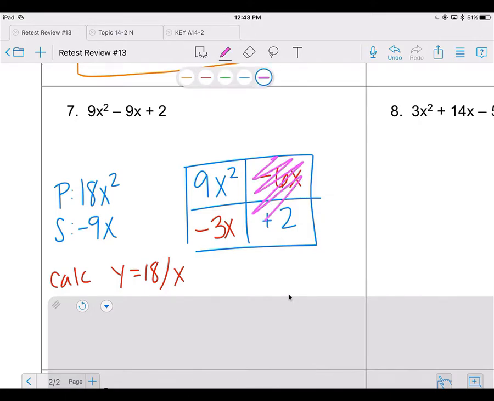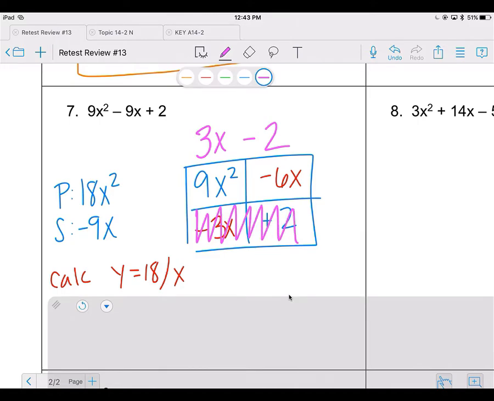I look in the left row. 9x squared and negative 3x. 9 and 3 share a 3. They also share an x because they have the same letter. Negative 6x and 2 on that right side. Negative 6 and 2 both share a 2. They do not share an x because 2 does not have an x.